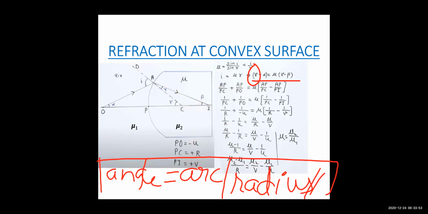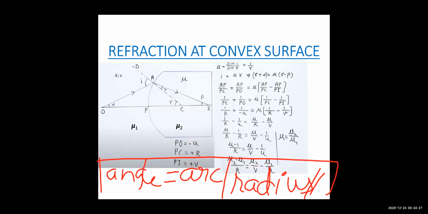So if you look at this area, right? Here this is gamma. So which arc do we have in front of gamma? It is arc AP. Radius is PC. So angle gamma can be written as AP upon PC, that is arc upon radius. Let's substitute the value similarly of alpha, right?